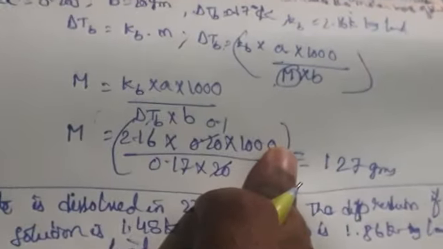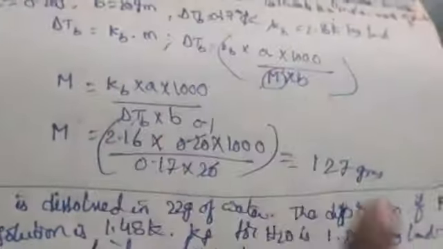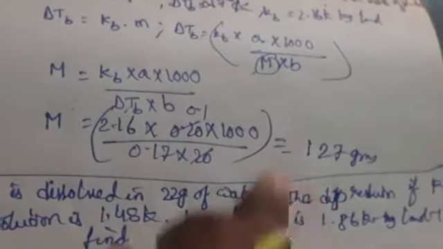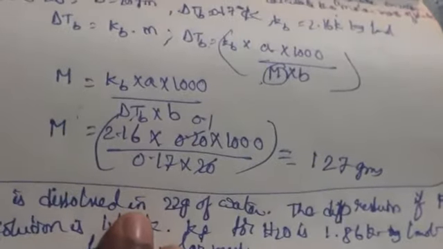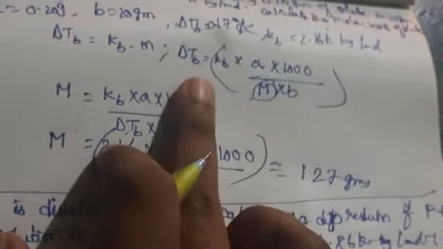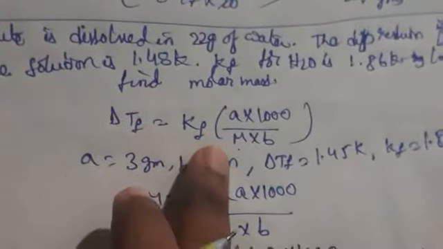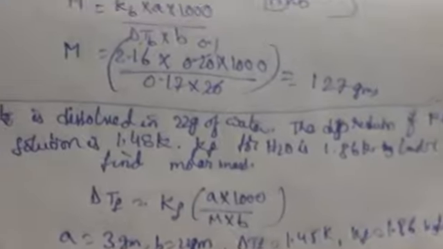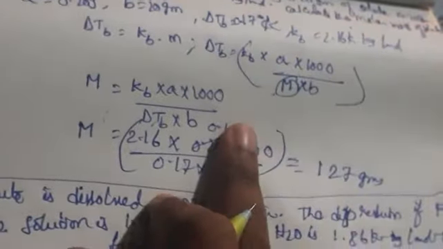This is the elevation in boiling point. Here he told us to calculate the molecular mass, meaning the molecular weight of the solute. Molar mass only he told us to calculate. But coming to this, the formula is the same. We are changing only the abbreviations: for boiling point we get B, for melting point we get F. That's all. So this is nothing but depression in freezing point and elevation in boiling point.